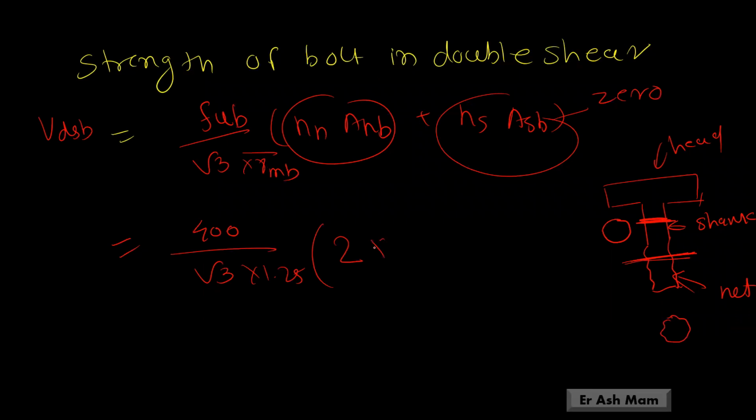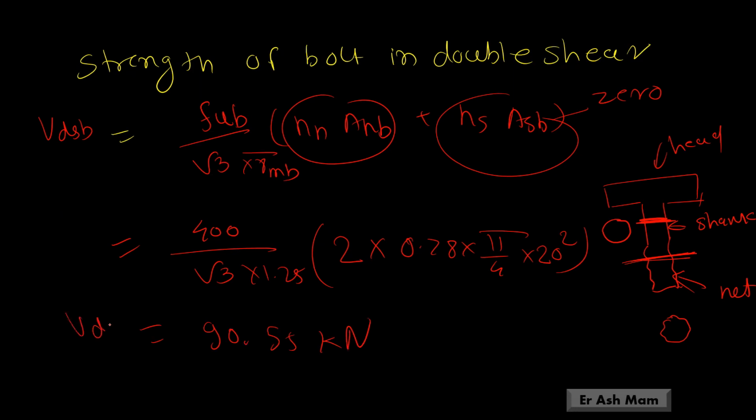Nn is 2 and net area is 0.78 times pi by 4 d squared, and the diameter is, as M20 is given, 20, squared. Therefore, VDSB equal to 90.55 kilonewton.